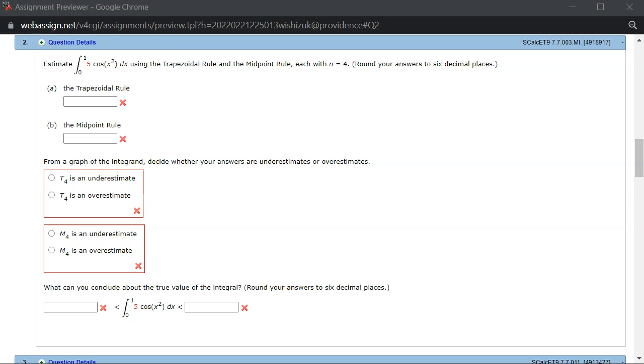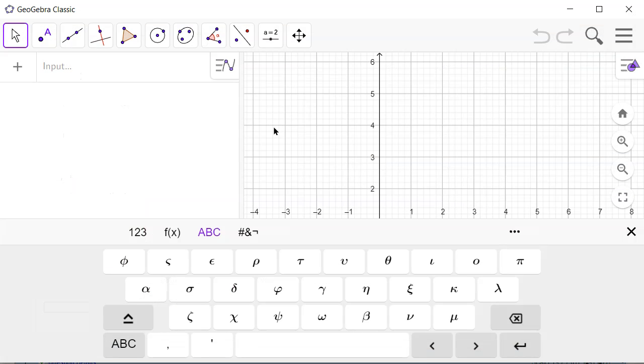All right, let's look at homework 7.7, problem number 2. We want to estimate the value of this definite integral using the trapezoid rule and the midpoint rule. Let's do that. Here I'm going to use GeoGebra.